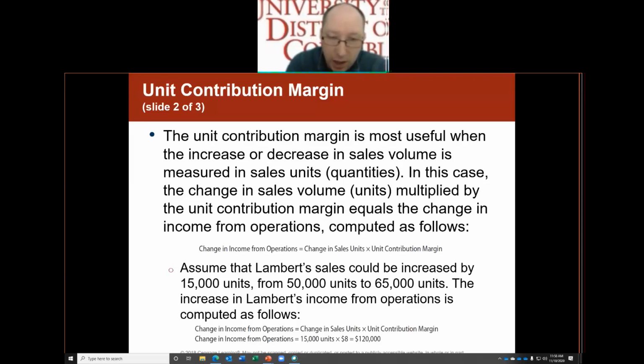The company sold an additional 15,000 units, up from 50,000, gives us a new total selling units of 65,000. We take our change. Our change is 15,000 units times our unit contribution margin of $8 per unit, gets us a change in income from operations of 120,000.